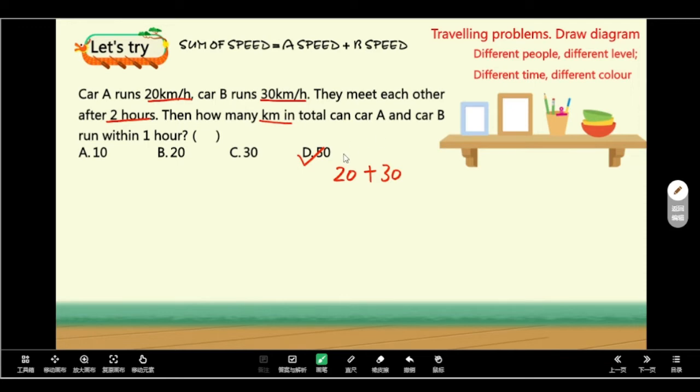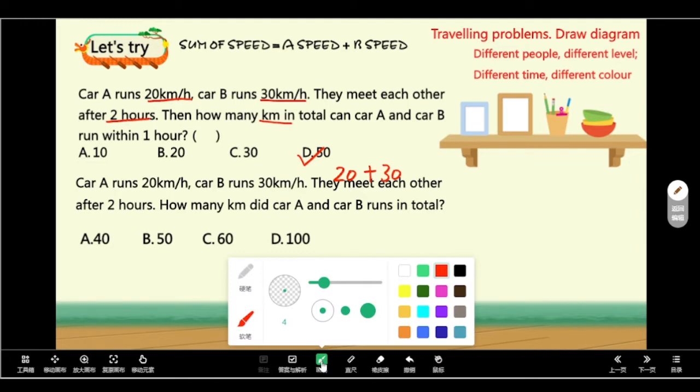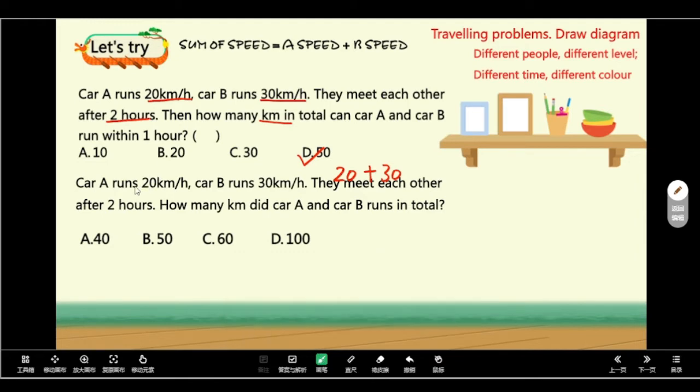Very good. So now if we need to calculate, car A runs 20 km per hour, car B runs 30 km per hour, and they meet each other after 2 hours. So how many km did car A and car B run in total? How can we calculate? What is your answer?